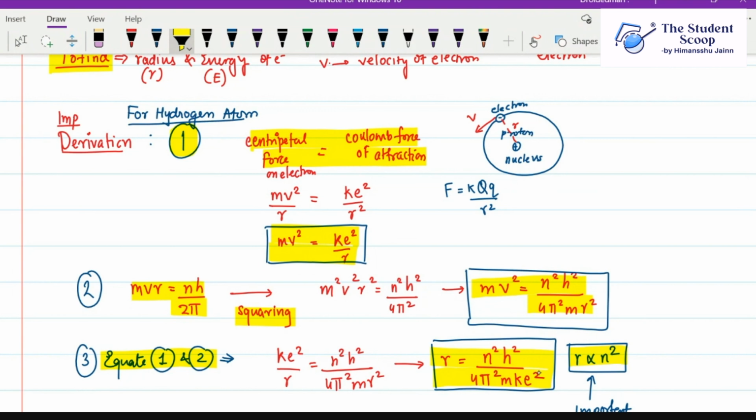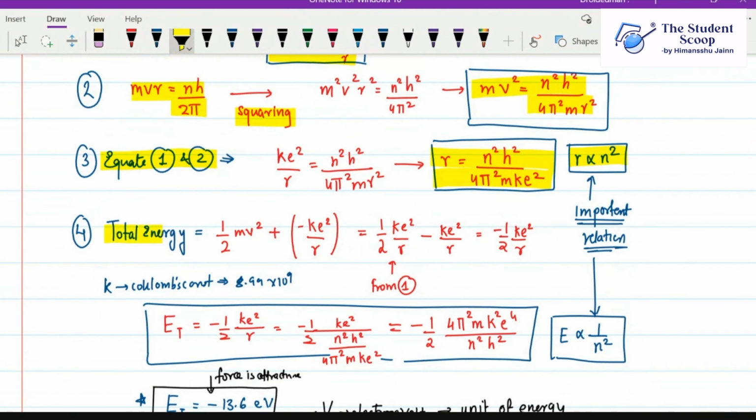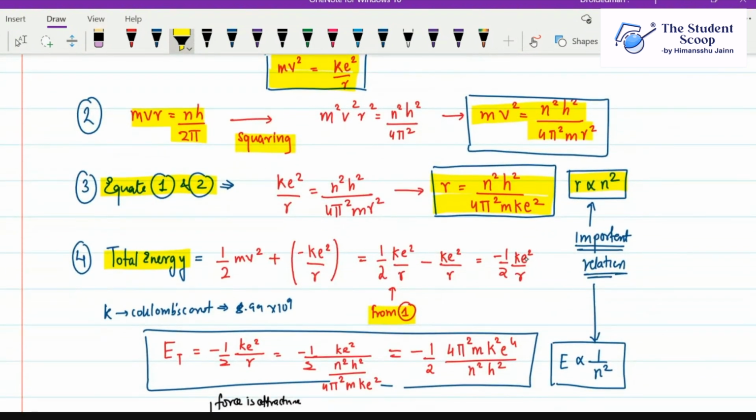So with each number n equal to 1, n equal to 2, n equal to 3, the r will increase by the square of that number. That is the reason why we will see that all the orbits are getting greater and greater in radius with each increasing number. Then if I want to find the total energy relationship, I will start with the kinetic energy and the electric potential energy. So that is ke square by r, and we can substitute mv square as ke square by r from equation 1. And then when we simplify this, we will get half, 1 by 2 ke square by r.